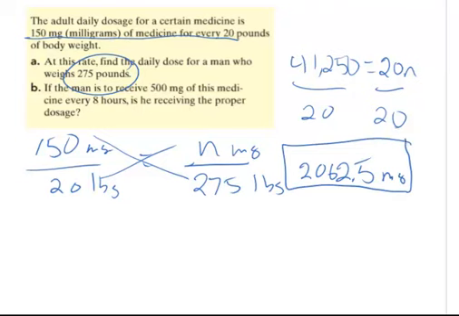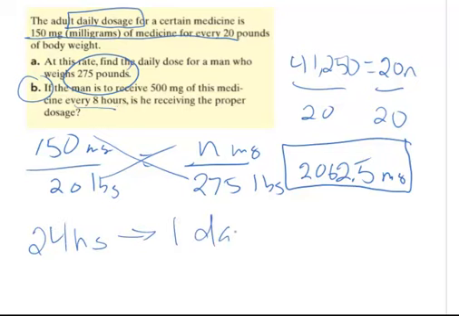Now, there's a part B to this question. Part B says, if the man is to receive 500 milligrams of this medicine every 8 hours, is he receiving the proper dose? So this problem, I want to go ahead and think about it for a little bit. The first part talks about the daily dose. And now it's saying, what about every 8 hours? So I want to think about that for a minute. Is there something that tells me how many hours are in a day? Yeah, I know that there's 24 hours in one day.